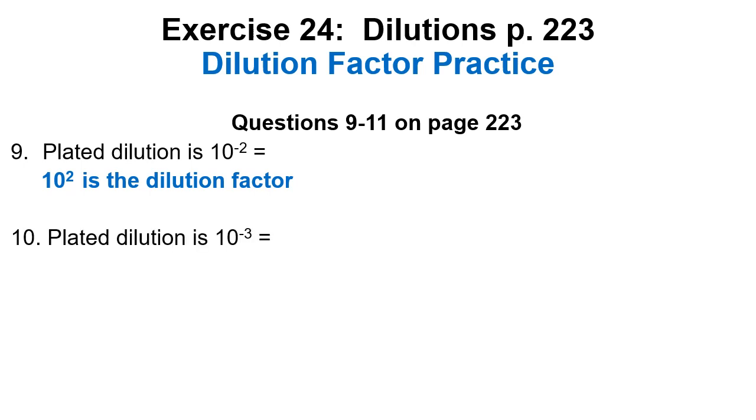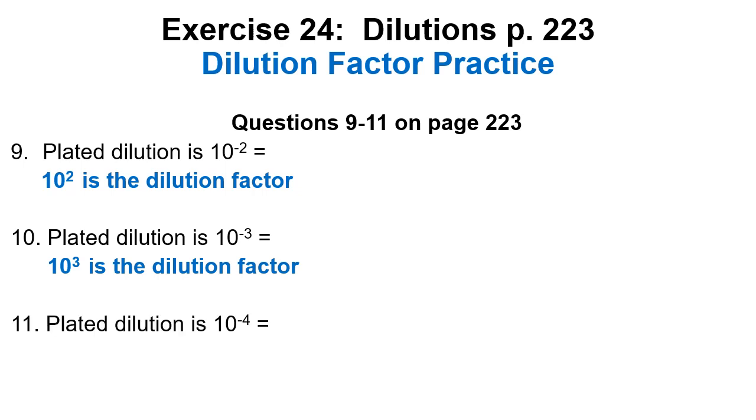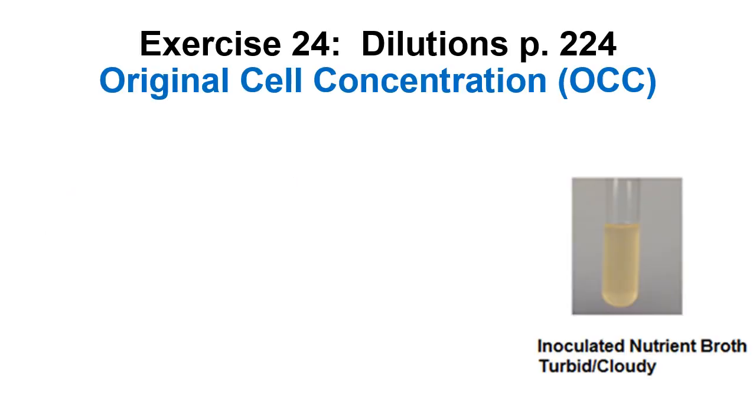The plated dilution is 10 to the negative 3. So what is the dilution factor? 10 to the 3rd. The plated dilution is 10 to the negative 4. So what is the dilution factor? 10 to the 4. So we're going to use our dilution factor, which is a whole number, to calculate our original cell concentration, which is going to tell us how much was in the original sample, in this case of E. coli. So the original cell concentration, page 224.